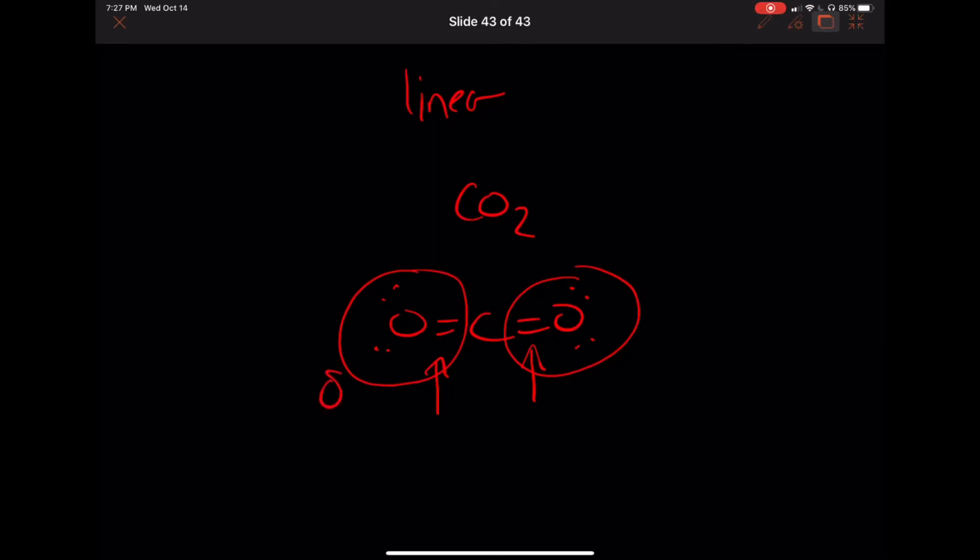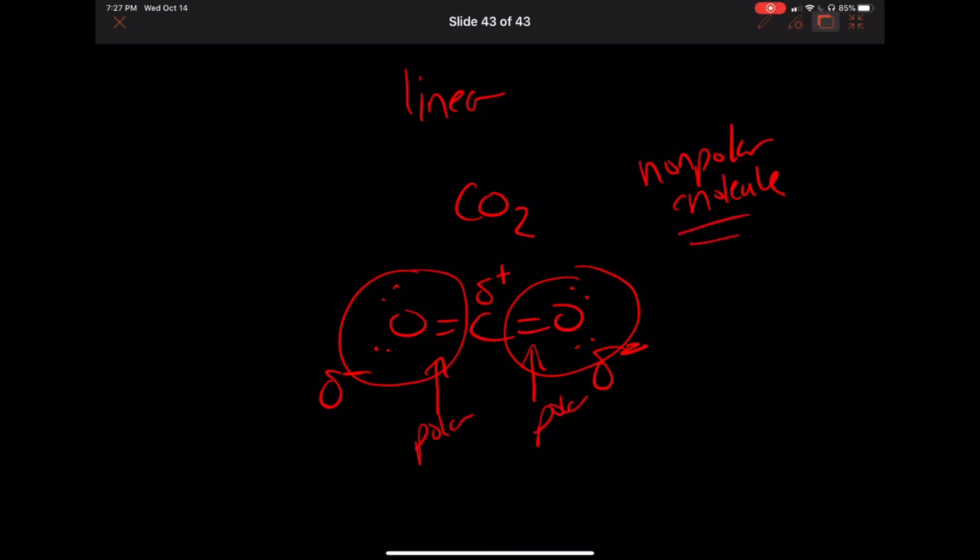This one we've got a delta negative and a delta negative on the 2 oxygens with a delta positive on the carbon. Because they're of equal strength, it's perfectly balanced, and this is more like a seesaw or the meter stick in your hand. The whole molecule ends up being nonpolar overall. So we have polar covalent bonds, but a nonpolar molecule overall.